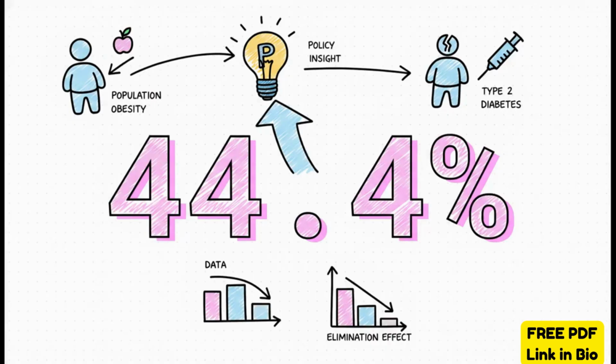This concept becomes incredibly powerful when we scale it up to the entire population. We call this the population attributable risk percent. Let's say we have a cohort study on obesity and type 2 diabetes. By applying this math to the entire population's data, we get 44.4%. That means eliminating obesity could theoretically prevent over 44% of all type 2 diabetes cases in our entire population study. That is a game changer for public health policy.